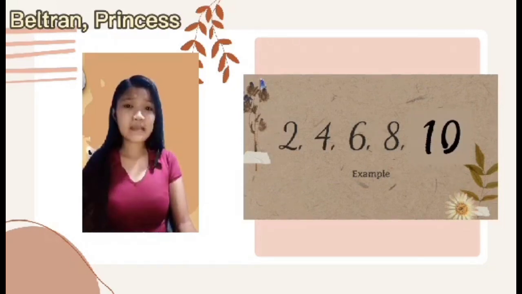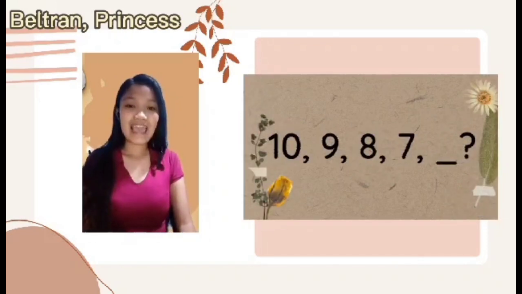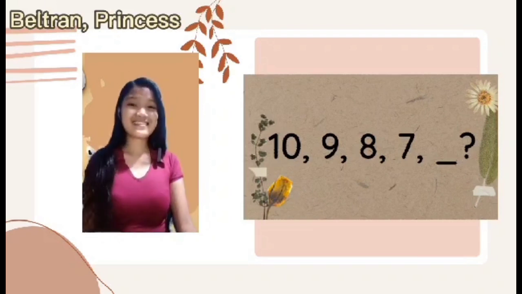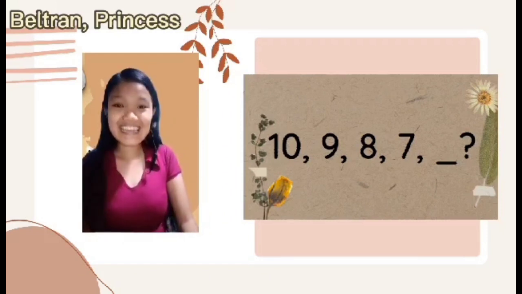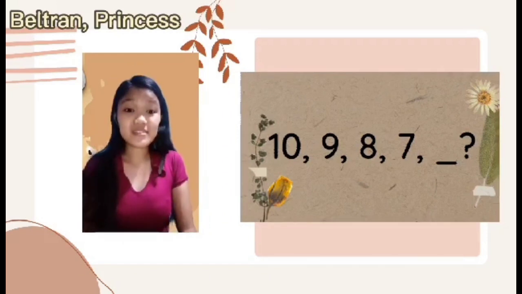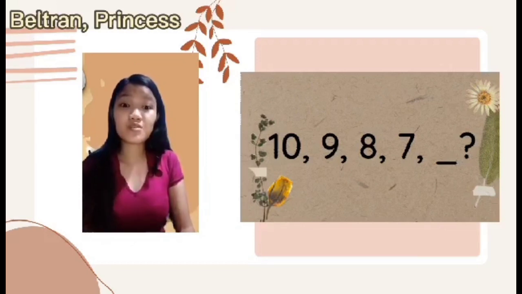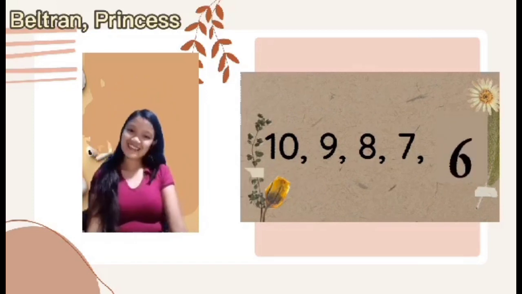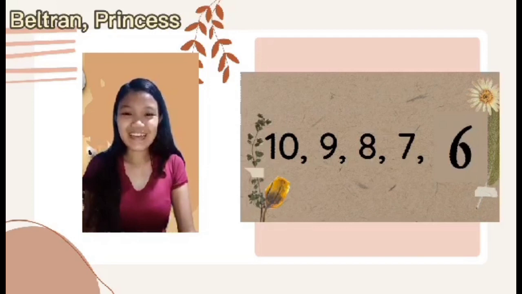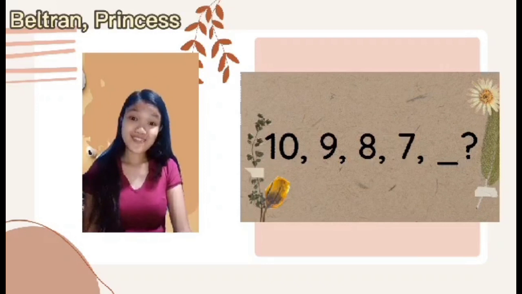Let us have some more examples. 10, 9, 8, 7. What do you see in this sequence? What do you think its pattern is? Yes, it's decreasing. So, when the number is decreasing, we have to subtract. And in our example, we have to subtract 1. So, 10 minus 1 is 9, and 9 minus 1 is 8. 8 minus 1 is 7, and 7 minus 1 is 6. And now you have it. You can now determine what number comes next in a sequence. So, let us proceed to our next lesson.